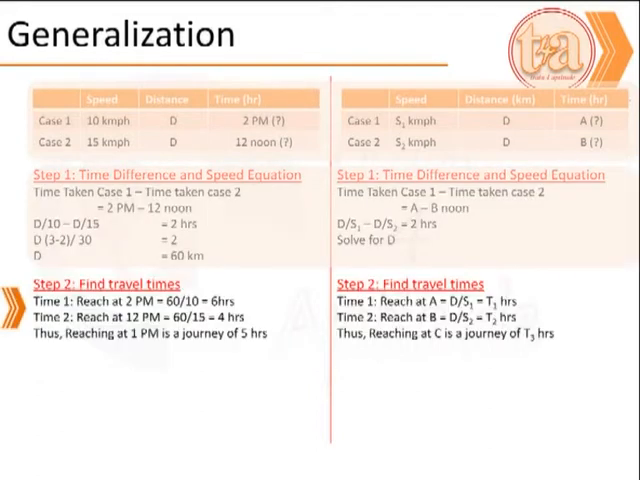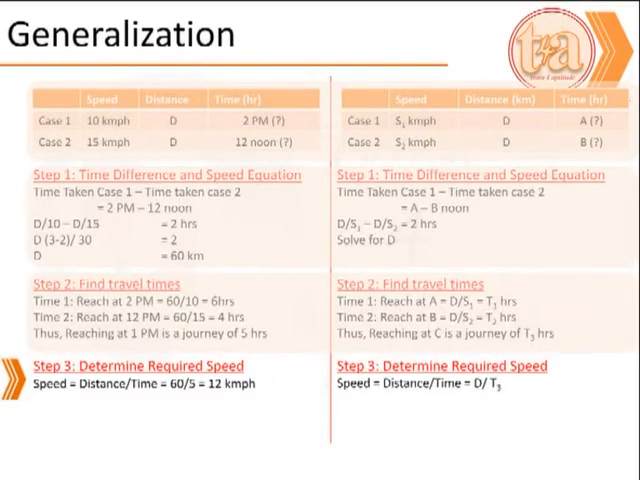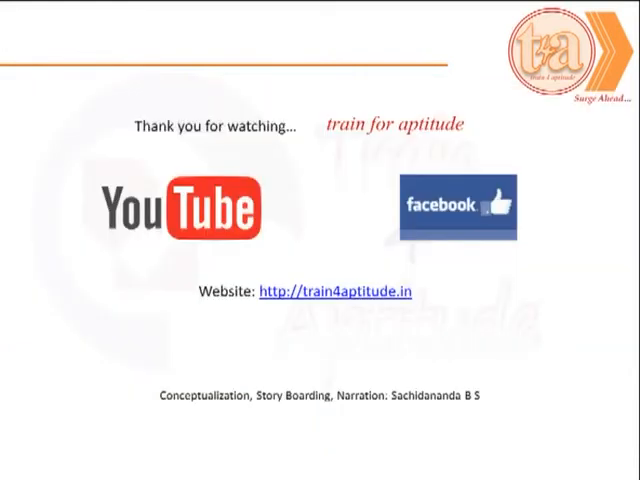We then find the time of reaching the destination in case 1 and case 2 as t1 and t2. From this, we estimate the time to reach at time c hours, that is represented by t3 hours. The final step is pretty simple. We calculate the speed as the equation distance by time, that is d by t3. Solving, we find the answer.